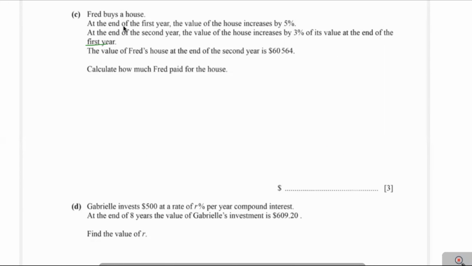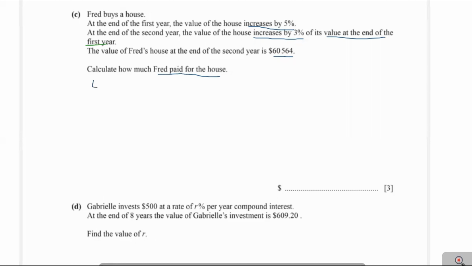Fred buys a house. At the end of the first year, the value of the house increases by 5%. At the end of the second year, the value of the house increases by 3% of its value at the end of the first year. The value of Fred's house at the end of the second year is $60,564. Calculate how much Fred paid for the house. Now we suppose that Fred bought a house for $X.